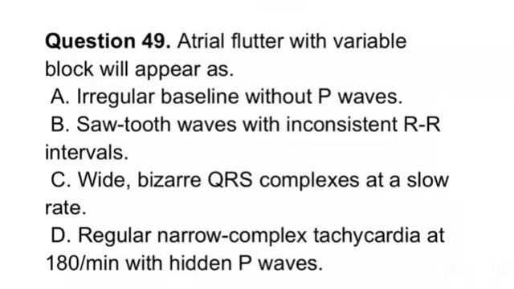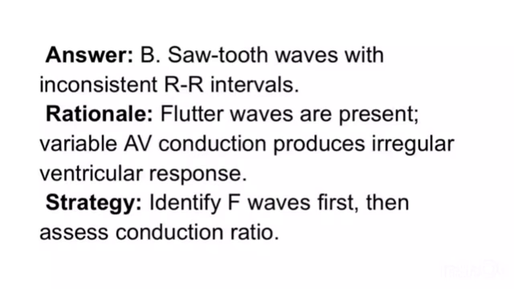Question 49. Atrial flutter with variable block will appear as A. Irregular baseline without P waves. B. Sawtooth waves with inconsistent RR intervals. C. Wide, bizarre QRS complexes at a slow rate. D. Regular narrow complex tachycardia at 180 per minute with hidden P waves. Answer: B. Sawtooth waves with inconsistent RR intervals. Rationale: flutter waves are present, variable AV conduction produces irregular ventricular response. Strategy: identify F waves first, then assess conduction ratio.